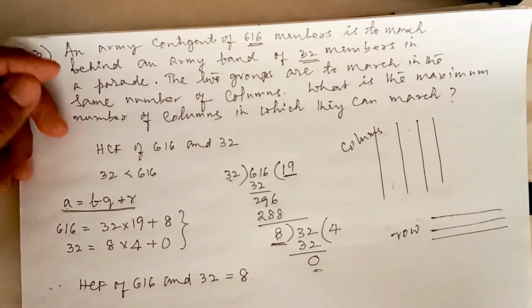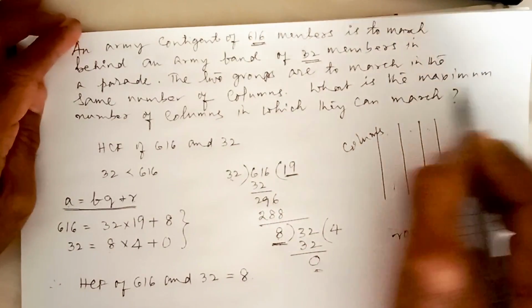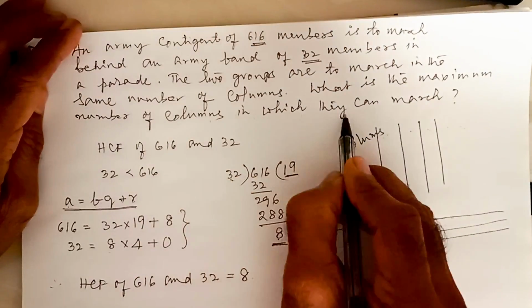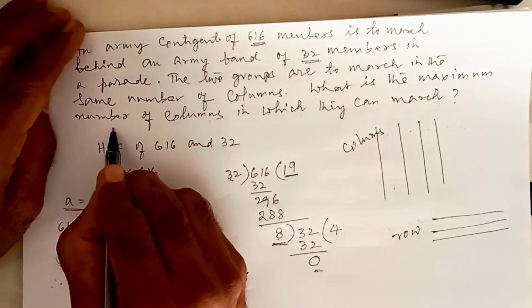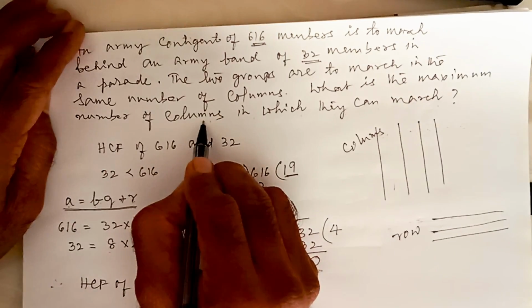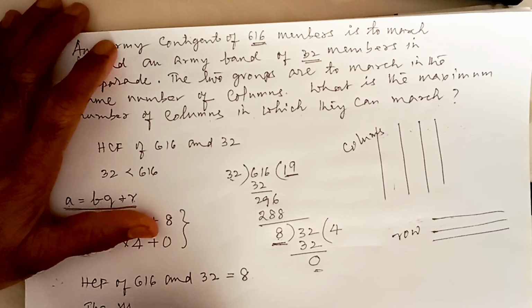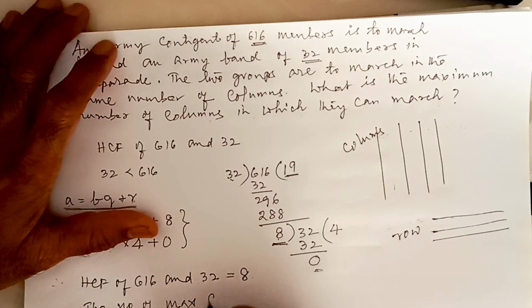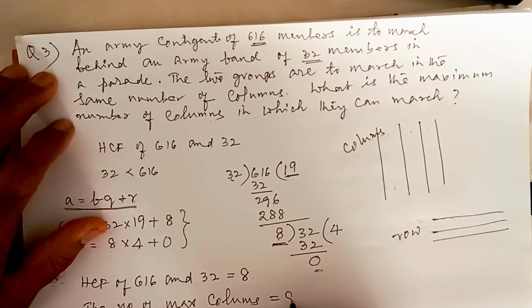But what is the answer? The question is, what is the maximum number of columns in which they can march? The answer is 8 is the number of columns they can march. We write down that the maximum columns they can march is 8.